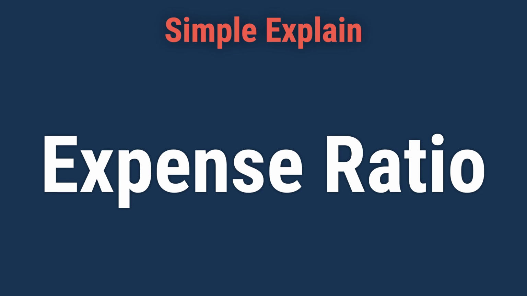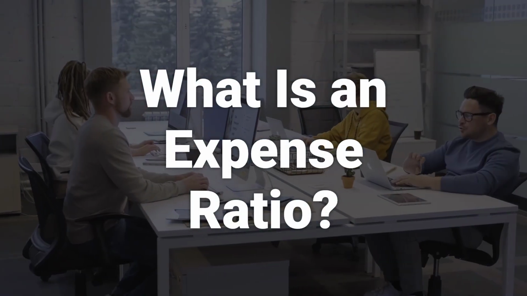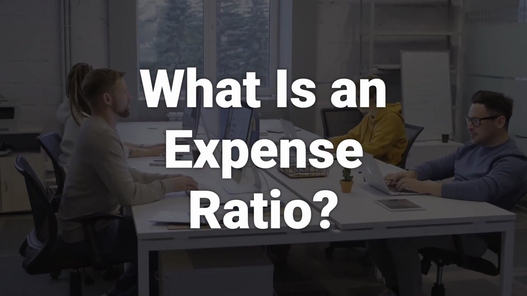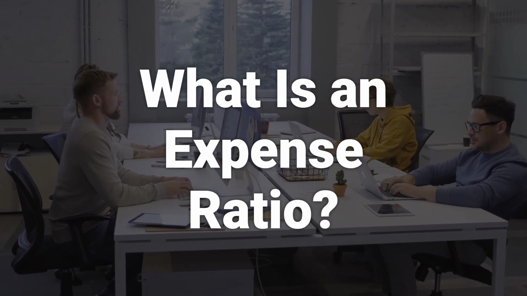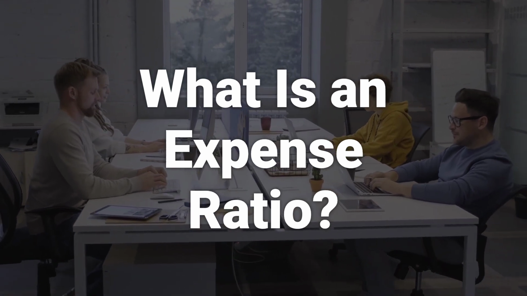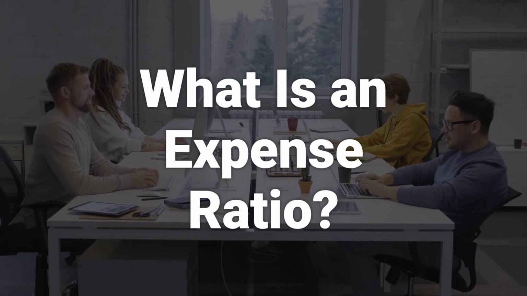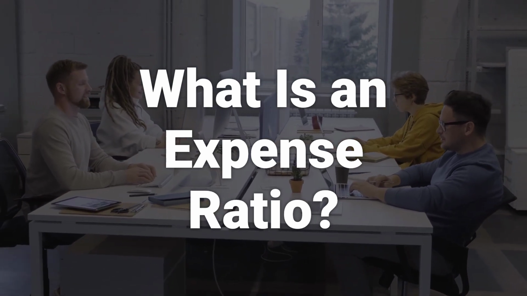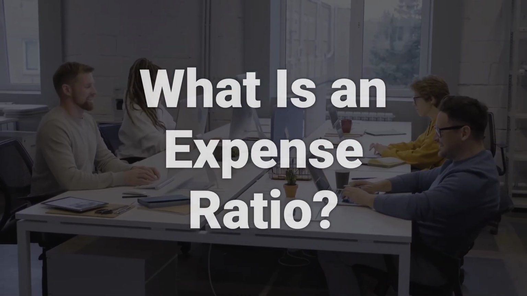Today, we will talk about expense ratio: definition, formula, components, example. The expense ratio measures how much of a fund's assets are used for administrative and other operating expenses. For investors, the expense ratio is deducted from the fund's gross return and paid to the fund manager.